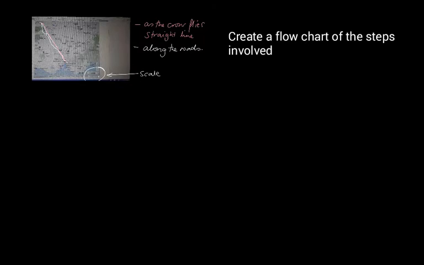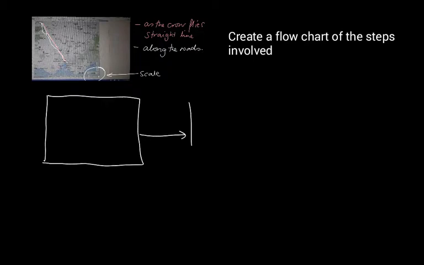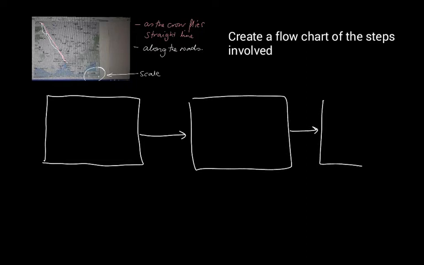Okay, so the next question says create a flowchart with the steps involved. So a flowchart is a series of boxes that have one step inside each box. So an arrow connects each of the boxes to show the flow of the chart. So the first step you did, you write in the first box. The second step you did, you write in the second box. The third step you did, you write in the third box. So you really need to think back to what you did.